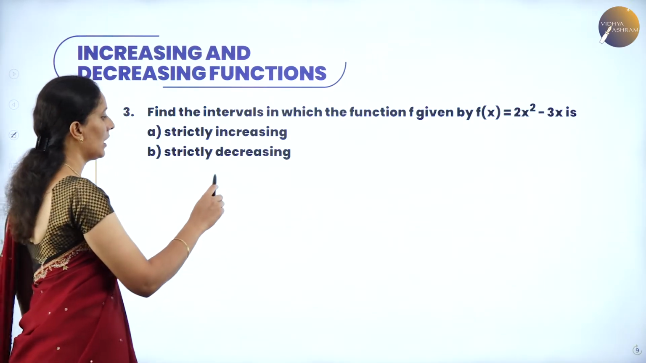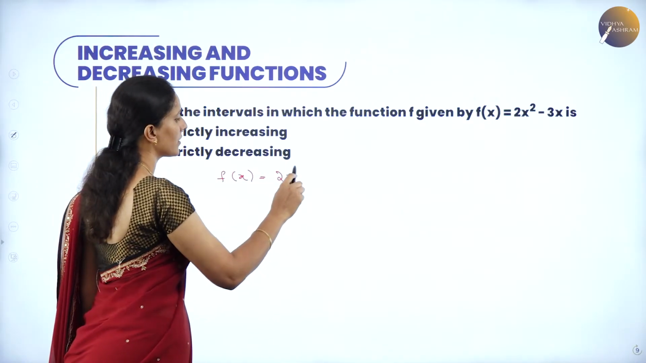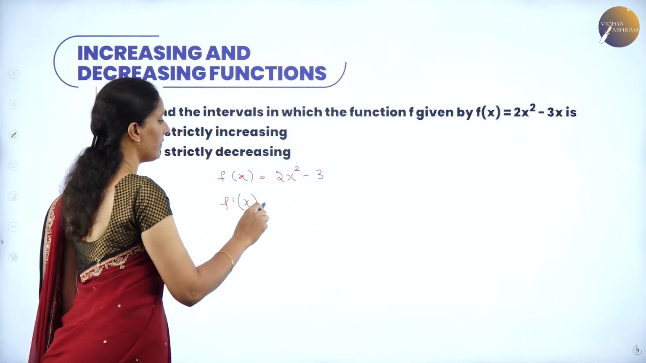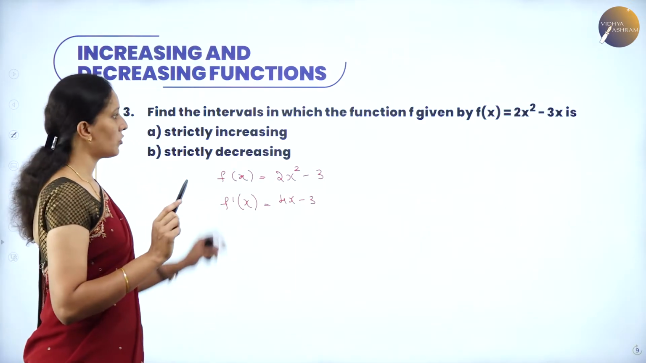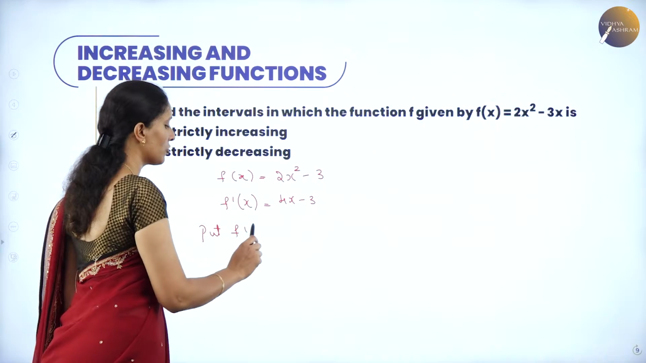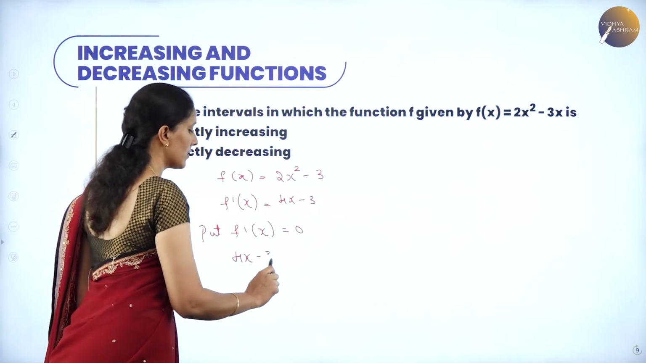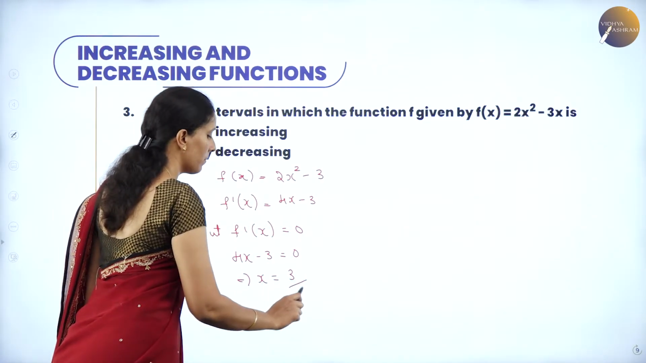So first, let us find the derivative of the function. f of x is 2x square minus 3x. Let's find out f dash of x. f dash of x is 4x minus 3. So to find the interval of a function, put f dash of x is equal to 0. So we get 4x minus 3 is equal to 0. This implies x is equal to 3 by 4.